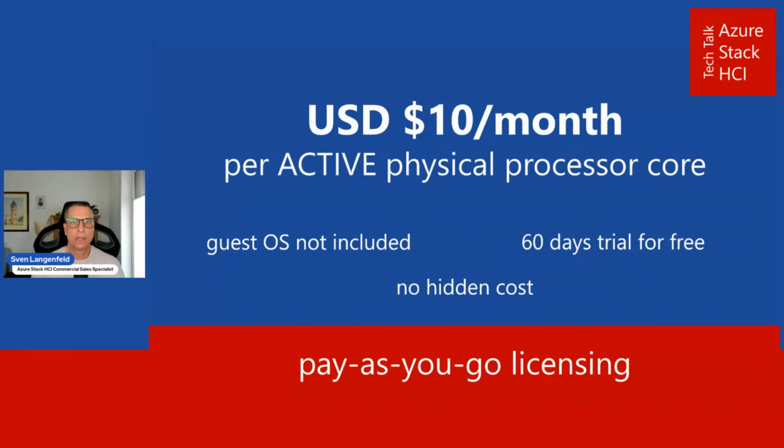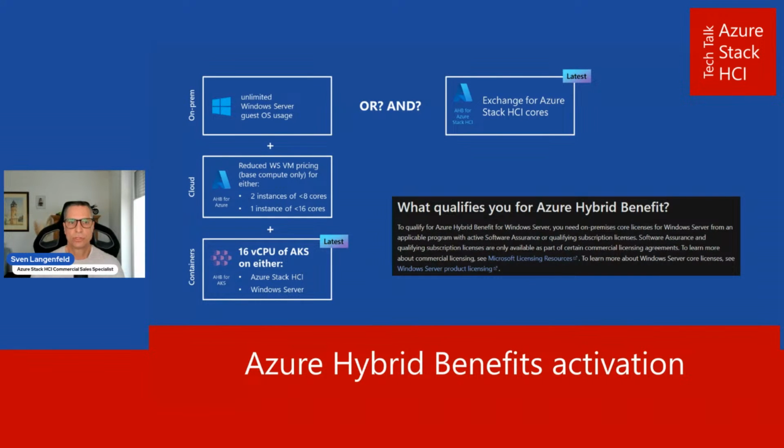So in a nutshell, that's the pay-as-you-go licensing for Azure Stack HCI. The more you use, the more you pay. If you do not want to use it any longer, you can unsubscribe, and then your cost ends immediately. But there's an alternative solution to license Azure Stack HCI, and this is the Azure Hybrid Benefit. And I will show you what it is and how to activate it.